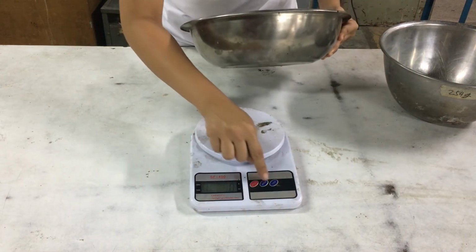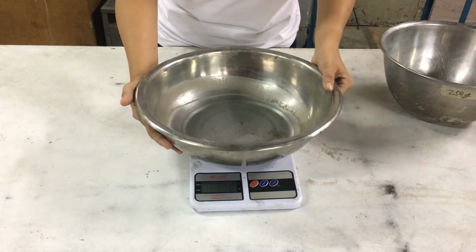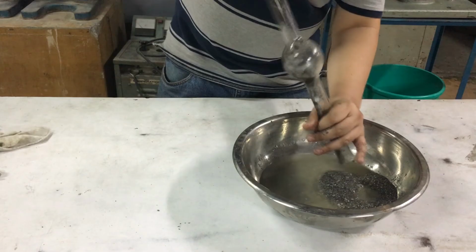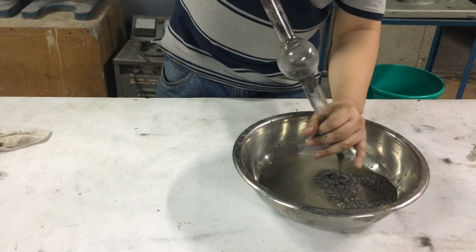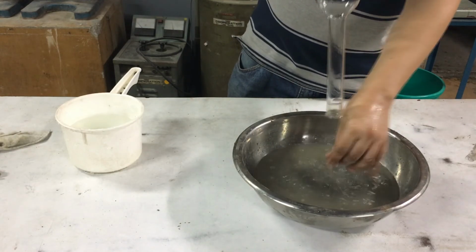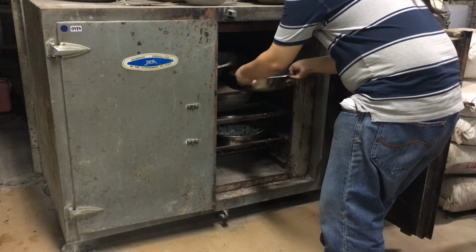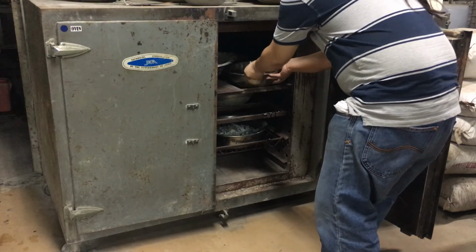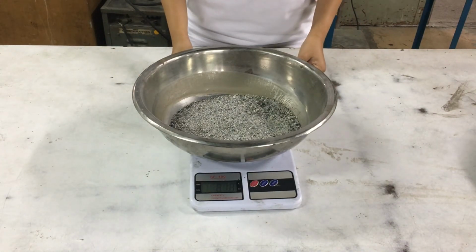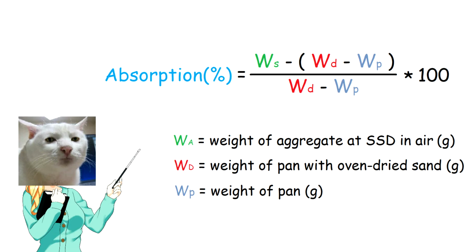For the determination of absorption, first, weigh the pan and record it as WP. Pour out the sample into the pan. Make sure all the particles are washed into the pan. Dry the sample in the oven at 105 degrees Celsius for 24 hours. Weigh the oven-dried sample and record it as WD. You can now calculate the percent absorption of aggregate by using this equation.